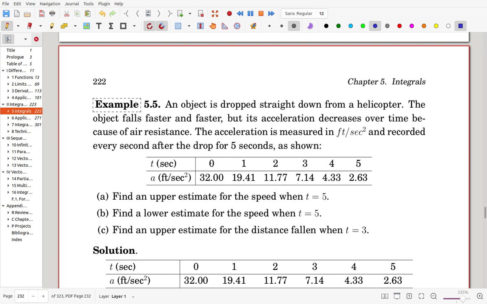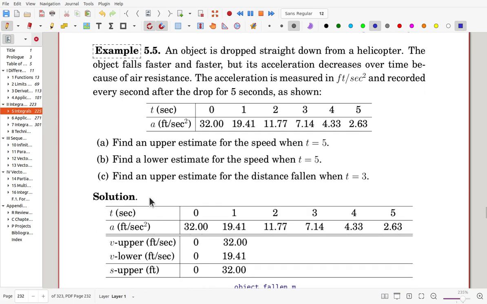In the beginning, the acceleration will be 32 feet per second squared, the gravity acceleration without air resistance, which is given in this form. Because of air resistance, the acceleration becomes smaller. However, the velocity of the object keeps increasing. Okay, these are recorded for 5 seconds.